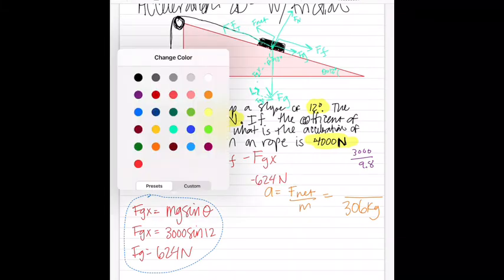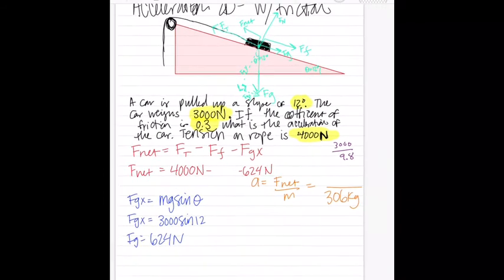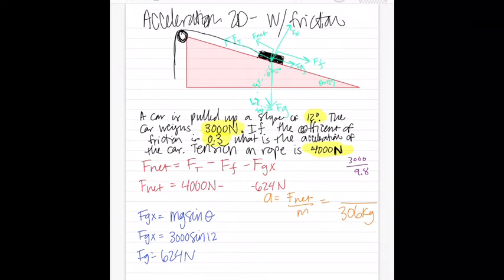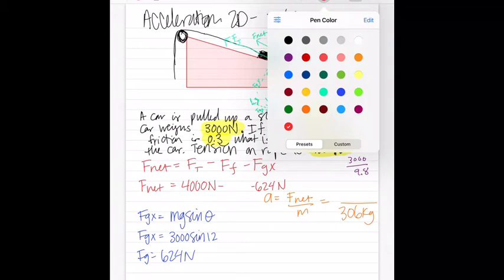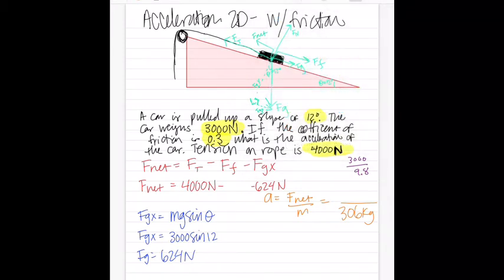Let's make this blue. Okay, so all we have left to do now is calculate frictional force. Well, we know, let's do frictional force in this green color. Okay, so frictional force is Fg of y times mu sub k. All right, so that's this one.